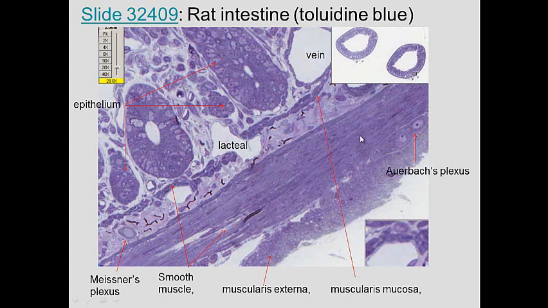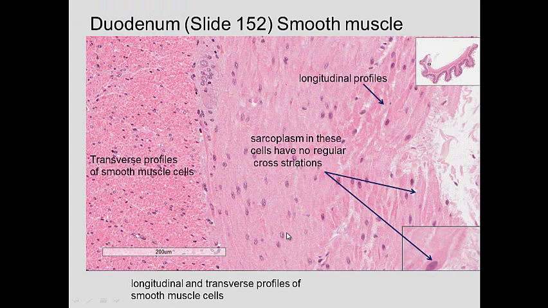These are nerve cells that regulate peristalsis, which is a contraction caused by the muscularis externa. And so if we look at that with H&E, this is a muscle on the outside, the muscularis externa, and we're looking at this little box here.